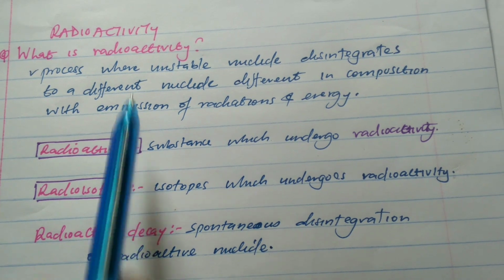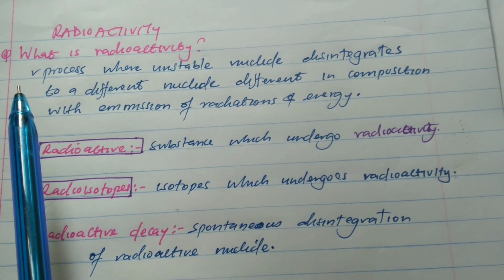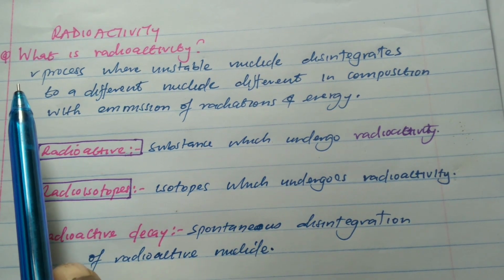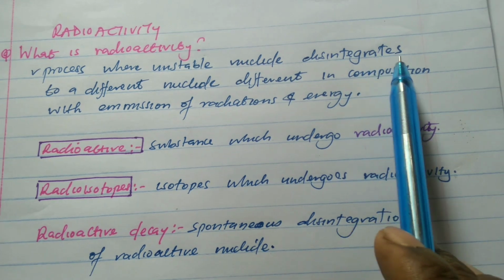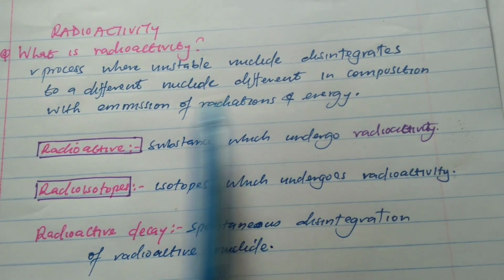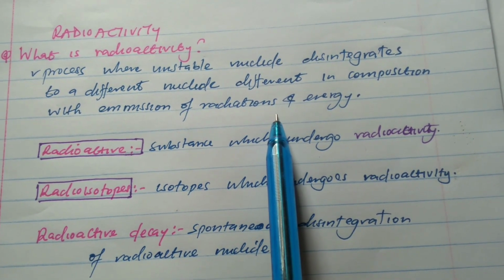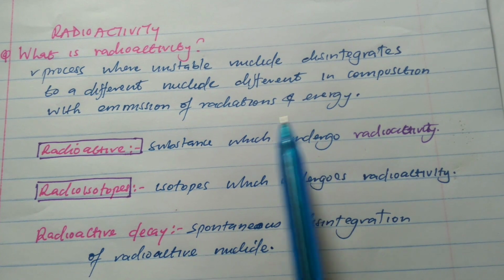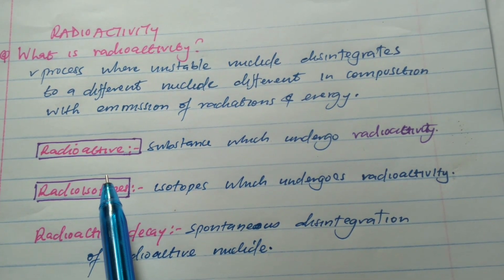Today we're going to look at radioactivity, and we will start by defining what radioactivity is. Radioactivity is just a process where an unstable nuclide disintegrates to a different nuclide, different in composition, with emission of radiation and energy. We also have some terms that you need to know how to define.